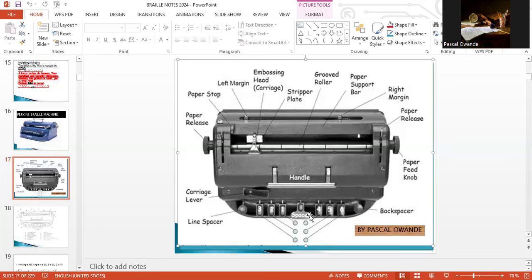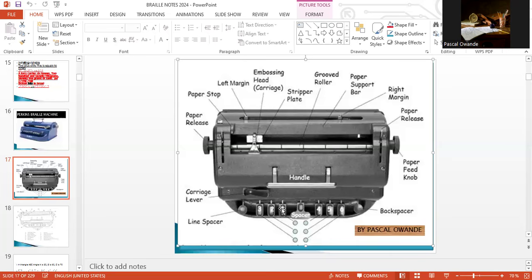And then we have the Braille keys. The first one on the left is called a line spacer. You have been embossing on the first line, and now you want to move to the second line, you press the line spacer once so that you can get to the next line.